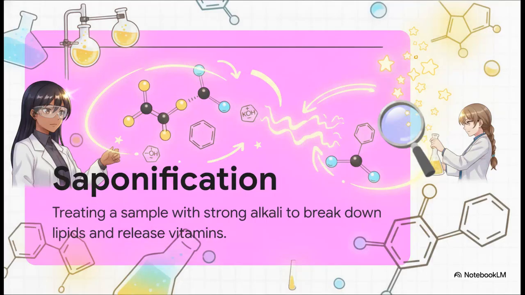This brings us to a process called saponification. Saponification is basically the chemical engine of this entire assay. We treat the sample with a strong alkali to break down those interfering lipids and set the vitamin A free. It converts the messy triacylglycerols into fatty acids, acting as a mandatory cleanup step so we can actually get the vitamins into their free, analyzable form.